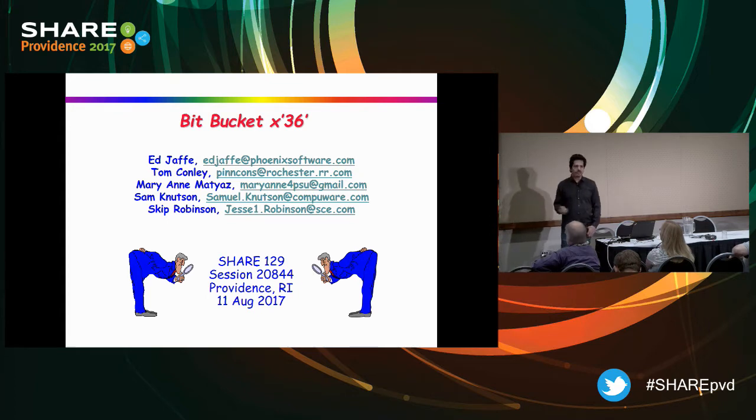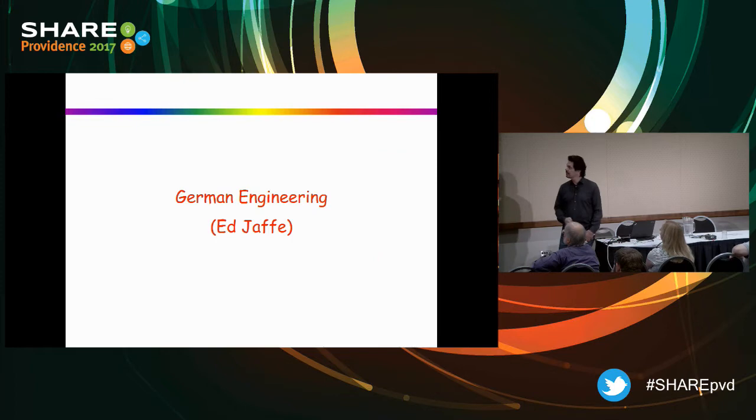It has quite a tradition going way back to Bob and Carl, for those of you who remember them. They started this, and this is Bit Bucket Hex 36. Who can do the math? 54. The 54th running of the Bit Bucket. So we feel very honored to be a part of this whole thing, and we do our best to continue the tradition. Okay, so I'm going to go first, and I'm going to start with German engineering.